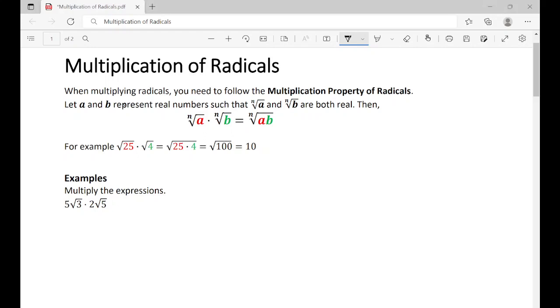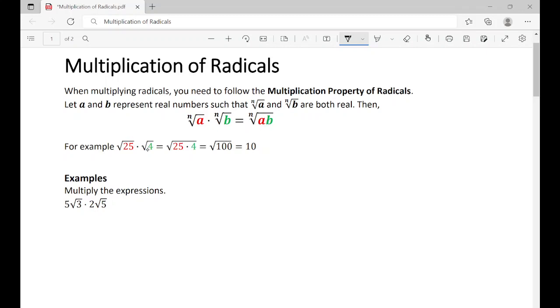When multiplying radicals, you need to follow the multiplication property of radicals, which says: let a and b represent real numbers such that the nth root of a and the nth root of b are both real. Then when you multiply them, you can just get the nth root of a times b. So how does that work?